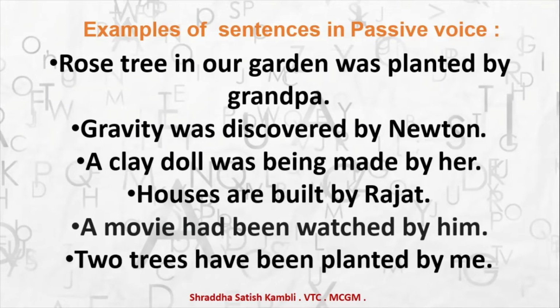Now children, this is the last one. 2 trees have been planted by me. Instead of saying I planted 2 trees, see the focus was on I. But here the focus is on the trees. 2 trees have been planted. By whom? By me. So that is not important. Even if I don't say me, it is okay. The important thing here in the sentence is that the 2 trees have been planted. This much work has been done. Okay? So these are all examples of sentences in passive voice.